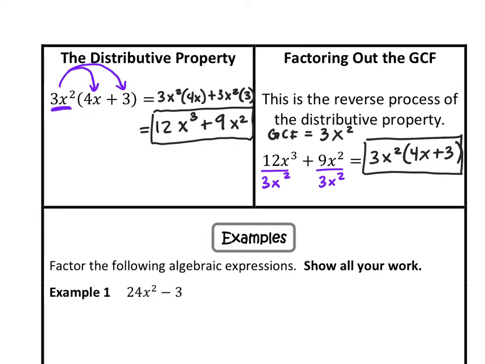Okay, so we're going to keep practicing this idea, but notice that when I distributed, I got 12x cubed plus 9x squared. And then when we factored this answer, going in the opposite direction, what did we get as our answer? The problem that we started with on the left side over here. So this is just a little example to show you that the distributive property and factoring are opposite operations.